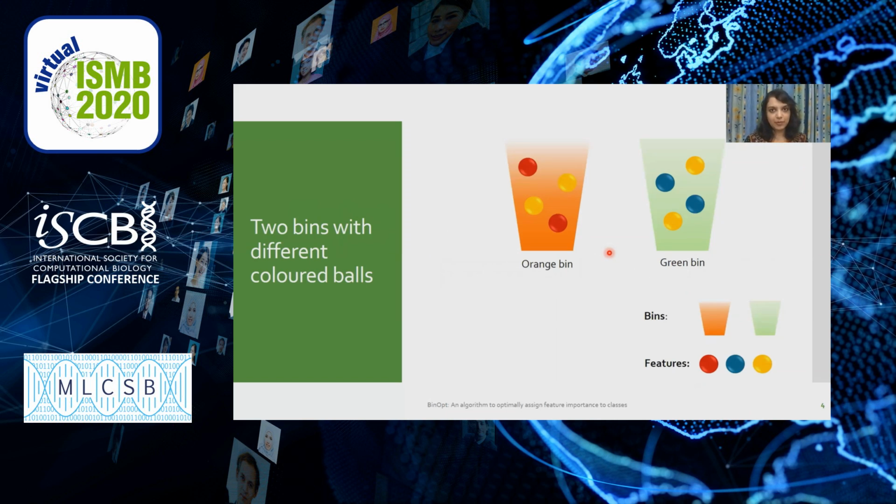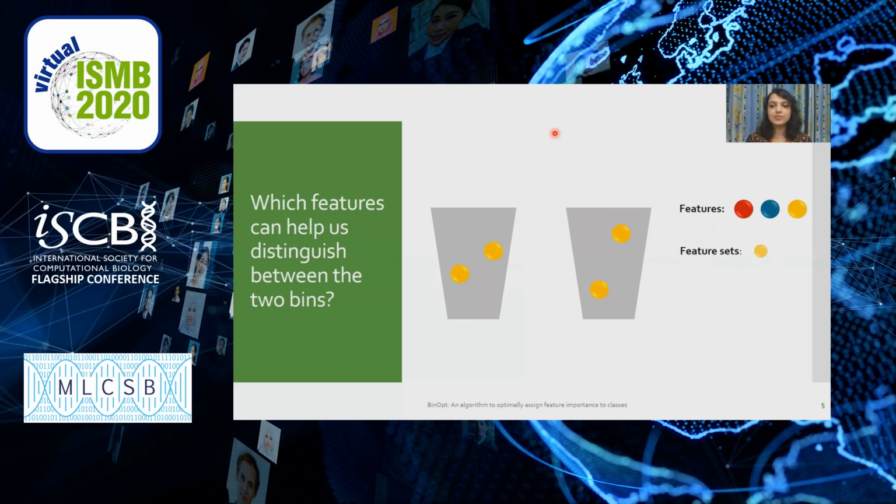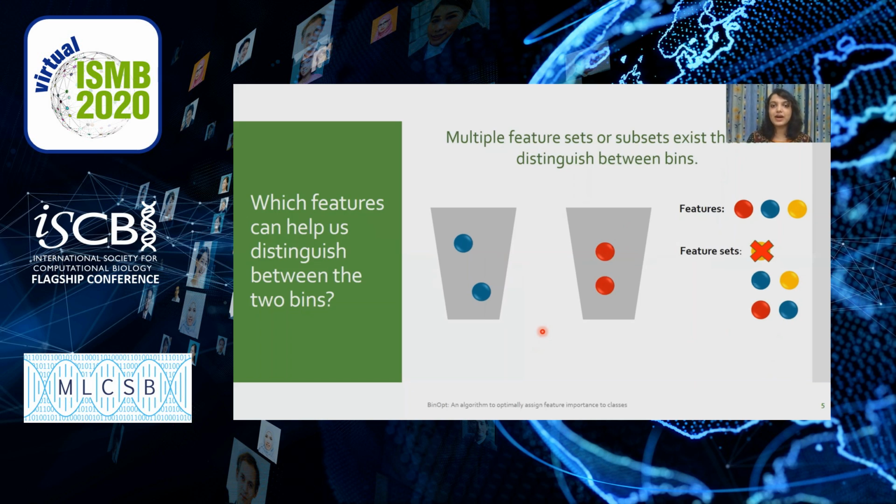Let us understand with the help of a toy example. So here the classes are the different colored bins and the features are the different colored balls. The balls define which colored bin it is. So when we have a subset of these features, for example, the yellow balls, we cannot distinguish between the two bins. But when we have other subsets, for example, the yellow and the blue balls, we can now differentiate between the two bins. Similarly, when we have the red and blue balls. So there exist multiple equivalent feature sets that can distinguish between the bins.